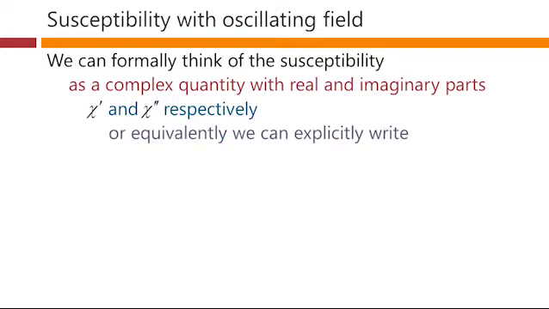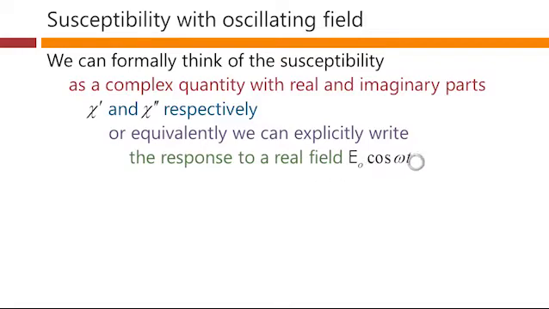Or equivalently, we can explicitly write the response to a real field, E0 cos omega t, in this form: the polarization would be the driving amplitude, with our dimensioning constant in here, times some part that's in phase with the driving field at cos omega t, and some part that's 90 degrees out of phase with it. Just how much of each there is determined by these two numbers, which we can think of as the real and imaginary parts of the susceptibility.